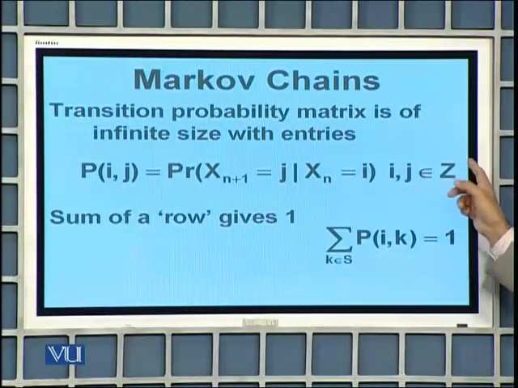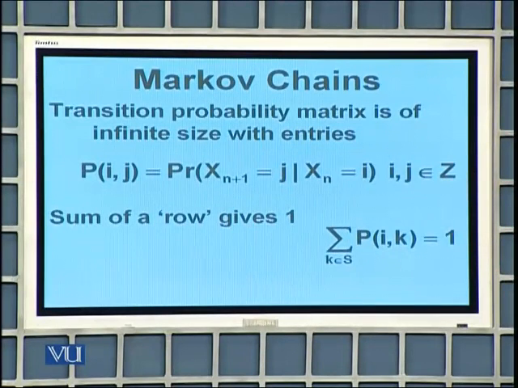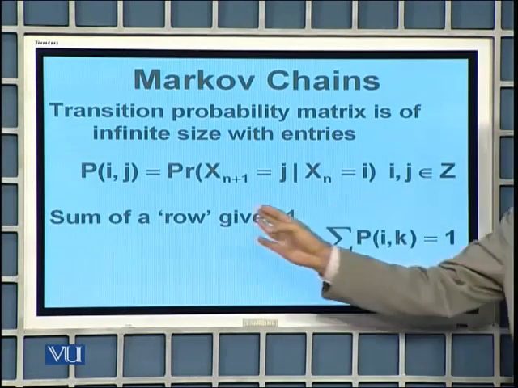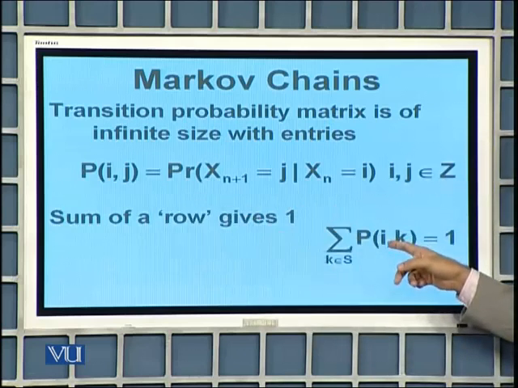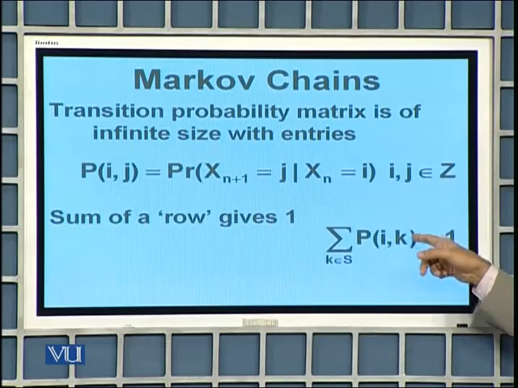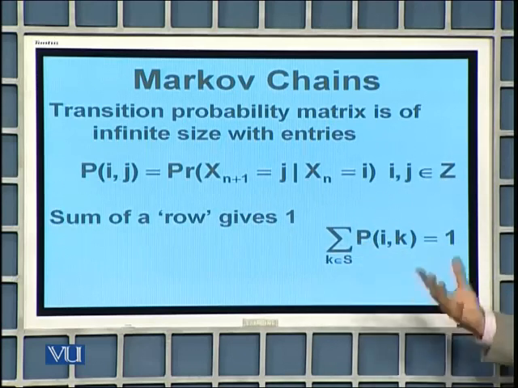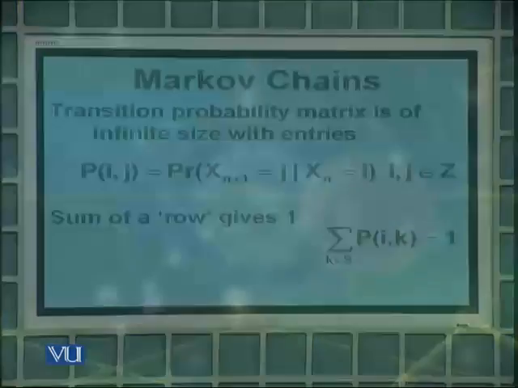Here I, J belong to Z, the set of integers. One more thing, if you add all the transitions from a certain state to all other possible states in the state space, the sum is going to be 1.